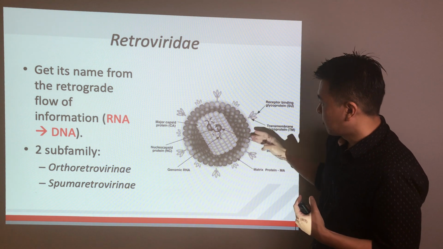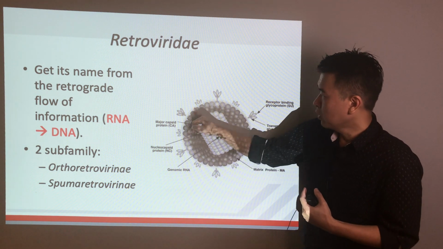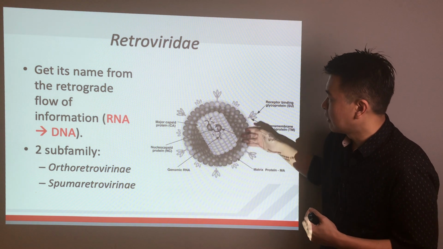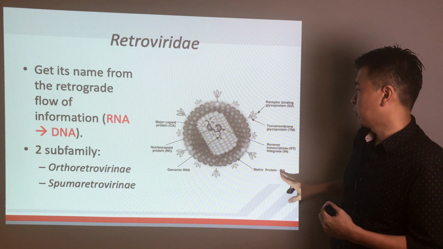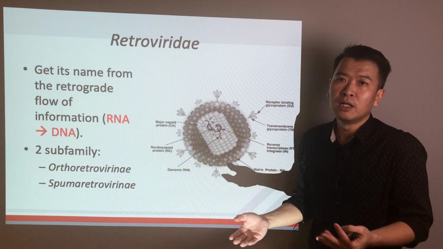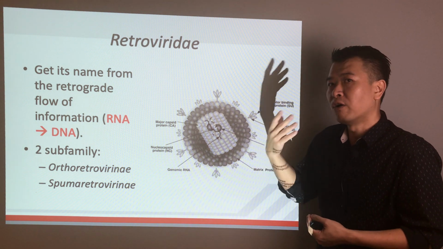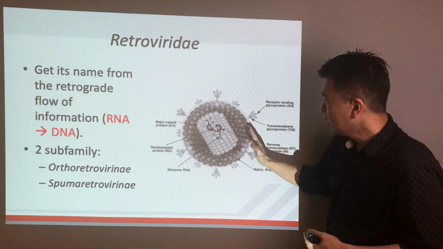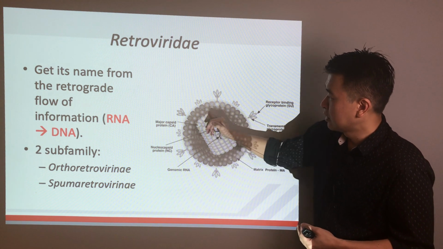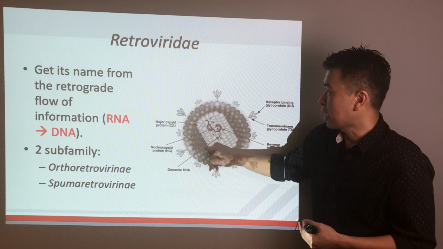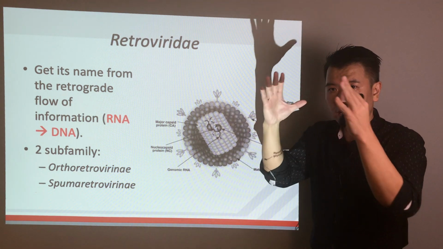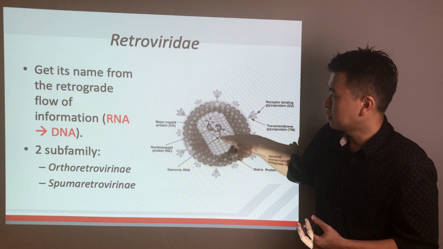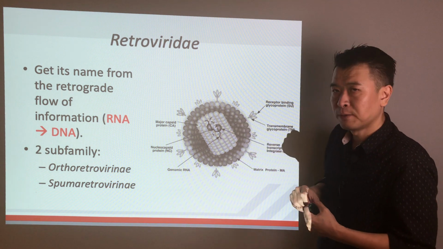Then underneath this glycoprotein, you have a layer of membrane that comes from the host. Then underneath the membrane, you have a layer of matrix protein, MA. This is the matrix protein, just like other negative RNA viruses, influenza or NDV, they all have the matrix protein underneath the layer of membrane. Then moving inwards, what we see here is a capsid. It's not icosahedral. It's a capsid of a different shape that surrounds the RNA of the virus.